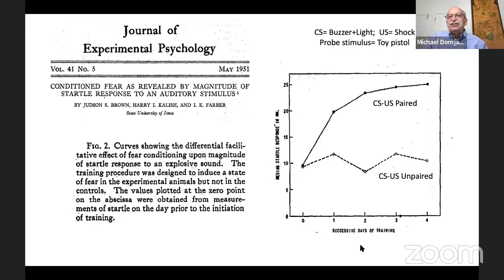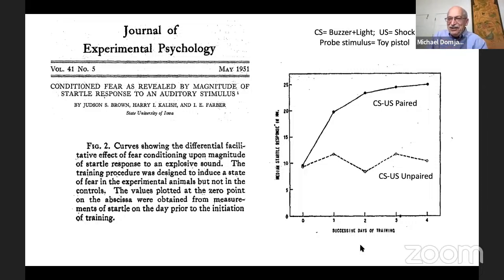Instead of looking at the reaction to the buzzer plus light, they presented a brief loud noise during the conditioned stimulus, which is referred to here as a probe stimulus. Now, this is back in 1951. This is a really fun experiment to read from the standpoint of technology, because they used a toy pistol to create this probe stimulus. So it's just a very brief loud noise.